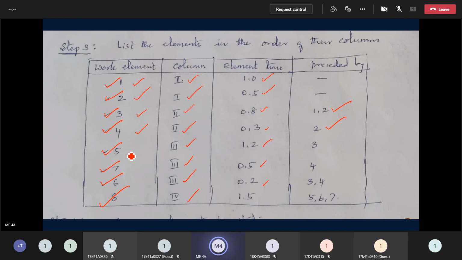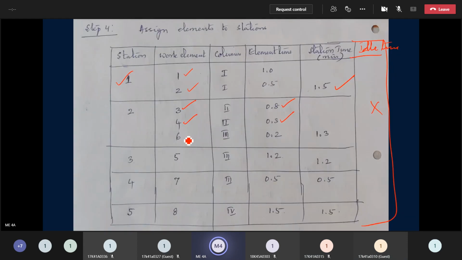Can I add the fifth element? No, sir, because its time is 1.2. I don't have that. What is the next feasible element? Can I add 7? 7 is also having more time, 0.5. No. Can I add 6? Yes, sir. 6 is having only 0.2. 3 and 4 are satisfied. So 6 I can add. So 1.3 minutes is over. Idle time is 0.2 minutes here. There is no other element with 0.2. So station 2 is over.